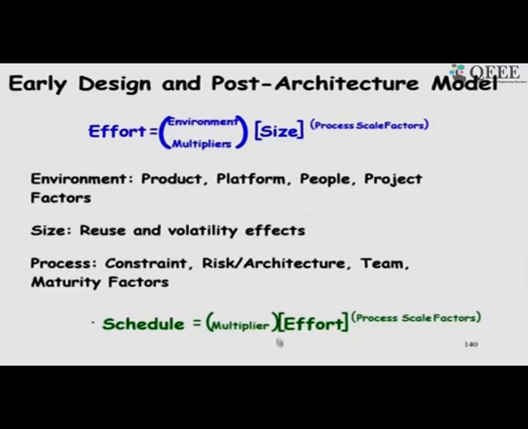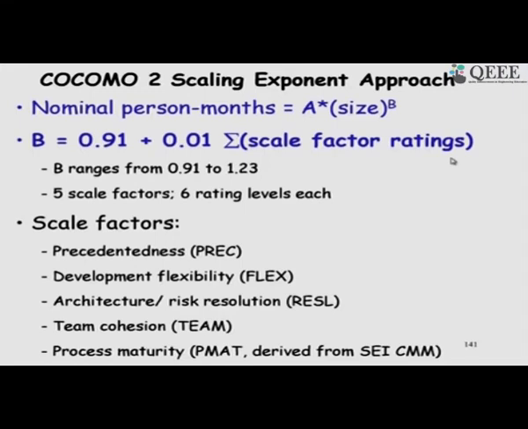And then the schedule is again the effort to the power scale factor, and then there are multipliers. As I was saying, the exponent b: we do not just consider the scale factors directly, but we have this expression here, 0.91 plus 0.01 into sigma of the scale factor ratings. So, b can range depending on whether it is 0, in that case it will be 0.91.